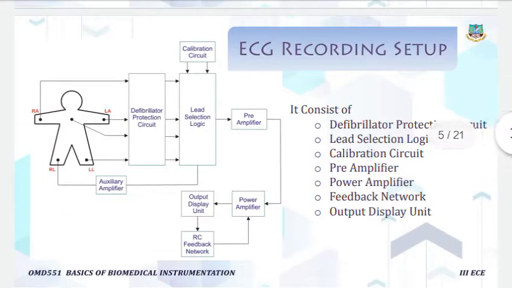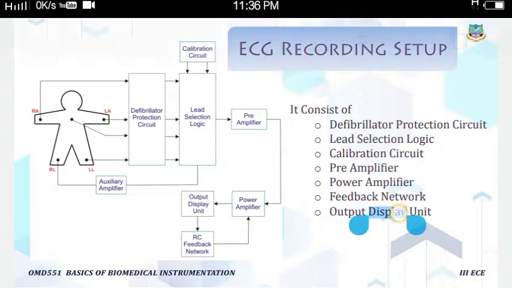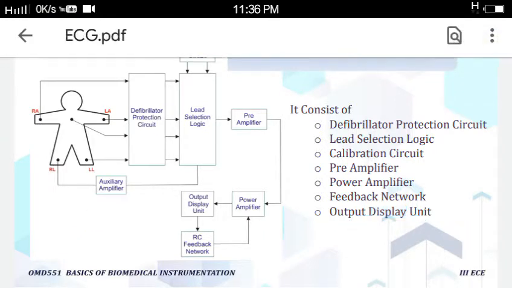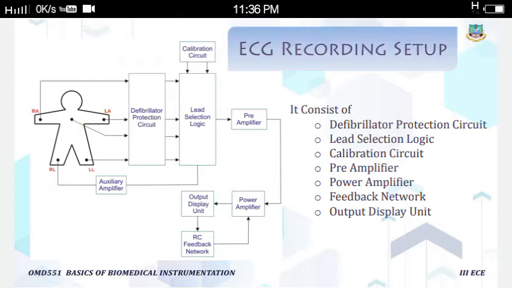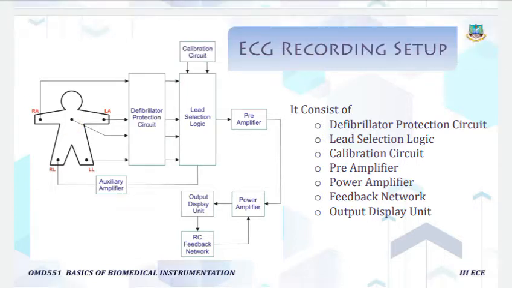Next, you all know we are measuring this ECG. So we need a block diagram, that is the ECG recording setup. This ECG recording setup consists of various circuits. In this figure, this is the lead system. There are various lead systems that you will study after this. So this is a human body: right arm, right leg, left leg.